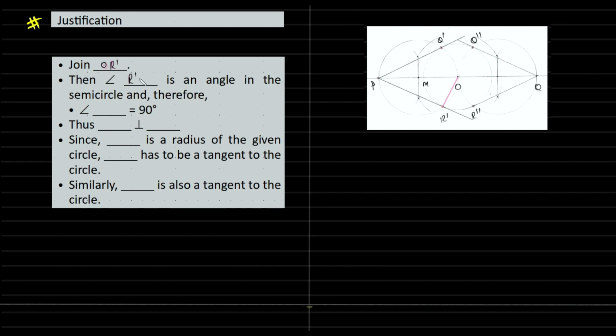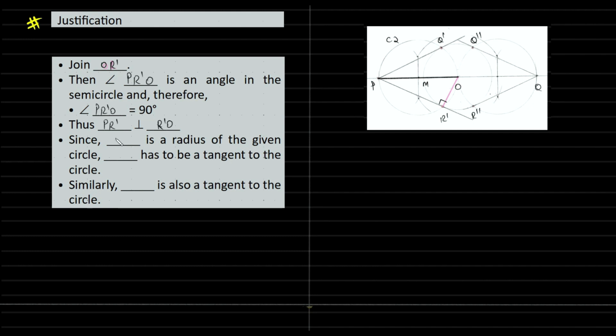So we have P, R dash and O is an angle in the semicircle, and therefore angle P, R dash and O will be equal to 90 degree. So basically this is 90 degree because this is part of a semicircle, right? PO is the diameter of circle 2, and so we know that a diameter subtends an angle of 90 degree with the circle. This makes PR dash perpendicular to R dash O.